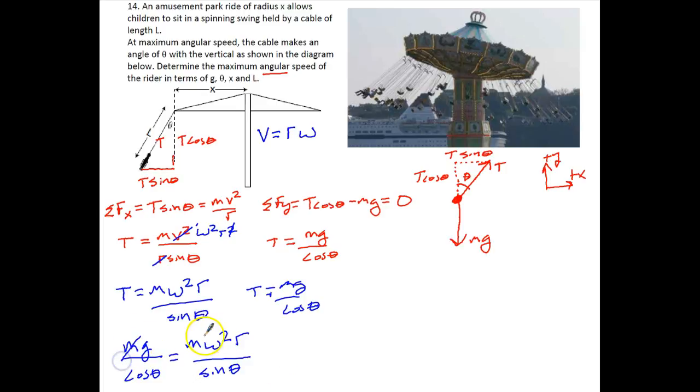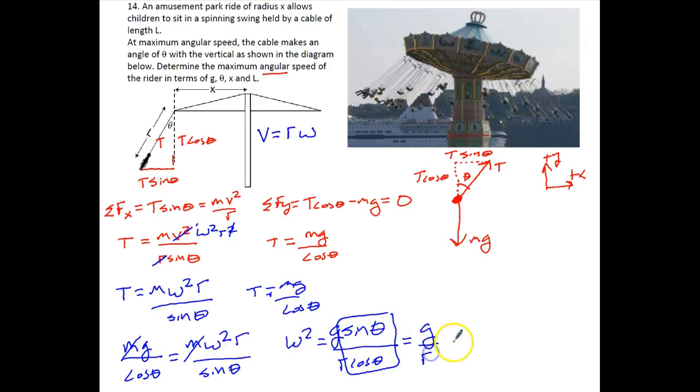Let's get rid of the m's. The m's can go away. We're going to solve for omega squared, so omega squared is equal to, with cosine on the bottom and sine on the top. We still have g on the top, so this will be g times the sine of the angle all over r times the cosine of the angle. We also know that sine of the angle over cosine of the angle is equal to tangent. So this would be g over r times the tangent of the angle.